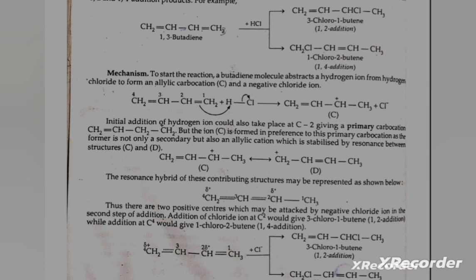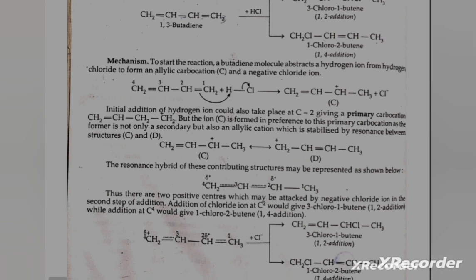To start the reaction, a butadiene molecule abstracts a hydrogen ion from hydrogen chloride and forms an allylic carbocation C and a negative chloride ion. Initial addition of the hydrogen ion could also take place at C2, giving a primary carbocation CH2=CH-CH2-CH2+, but the ion C is formed in preference to this primary carbocation, as the former is not only a secondary but also an allylic cation which is stabilized by resonance between structures C and D. The resonance hybrid of these contributing structures may be represented as shown below.